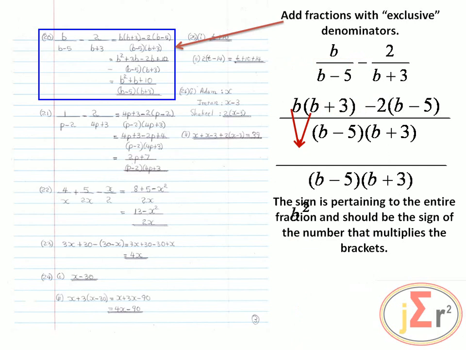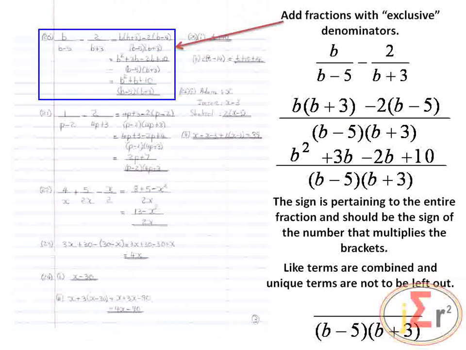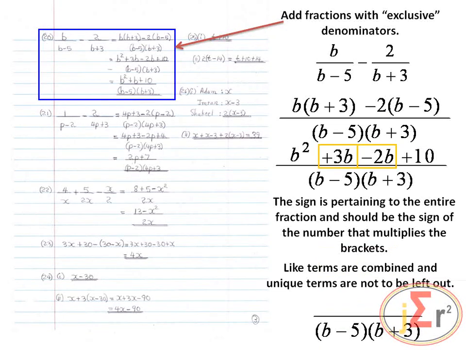No problem seeing that that is b squared. b times 3 is 3b. Negative 2b. Do not forget the sign. Negative times negative is positive. No problem. What do we have now? Like terms are combined and unique terms are not to be left out. Notice that we did not say term. We said terms. Unique terms. Right. And those unique terms, we have them right there.